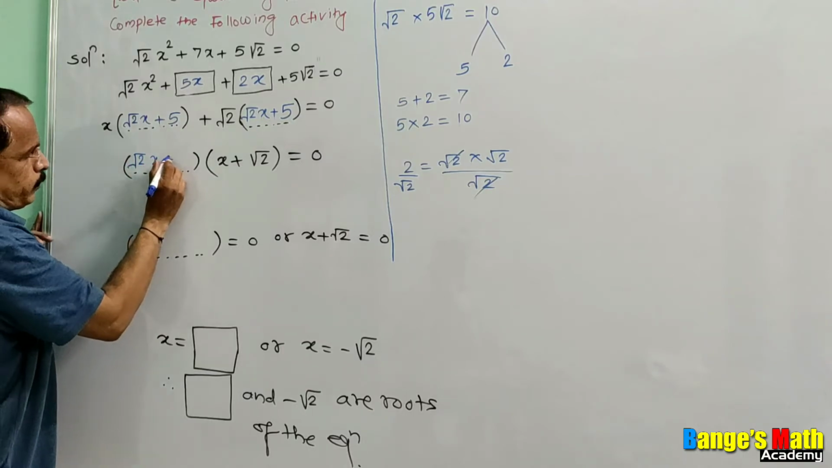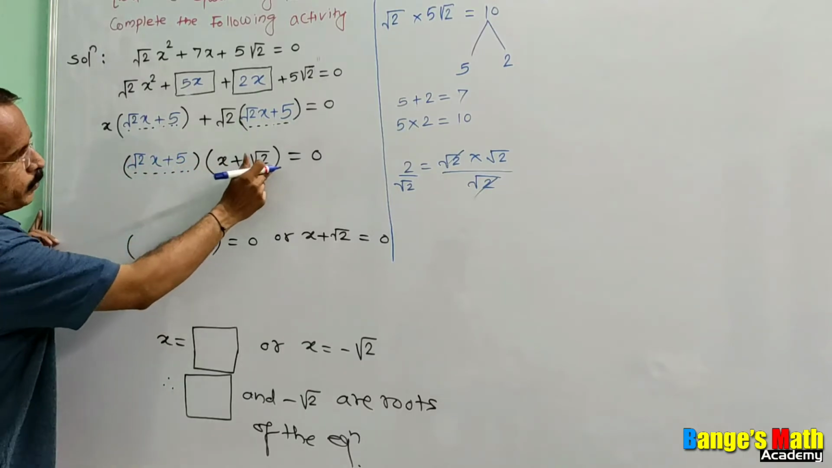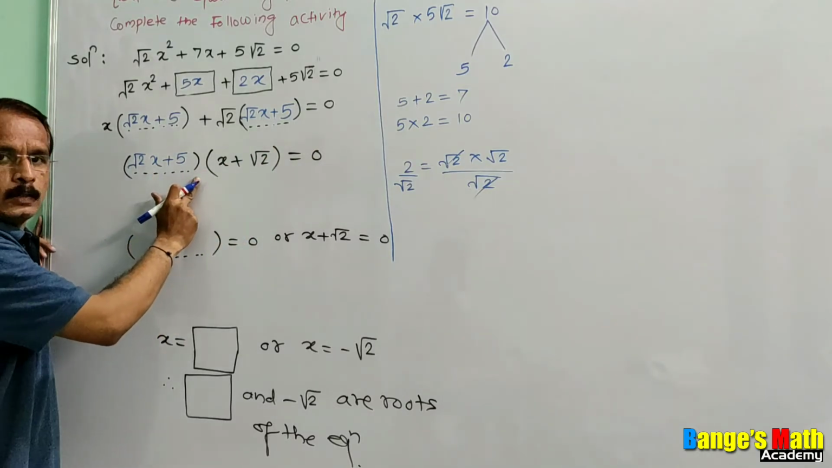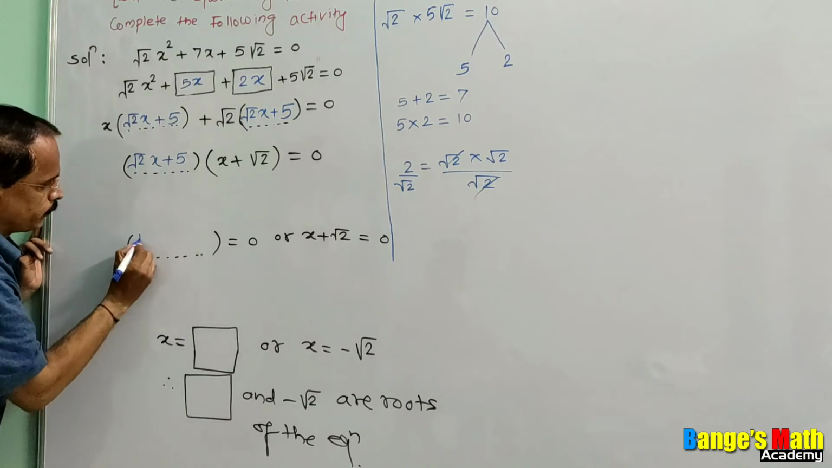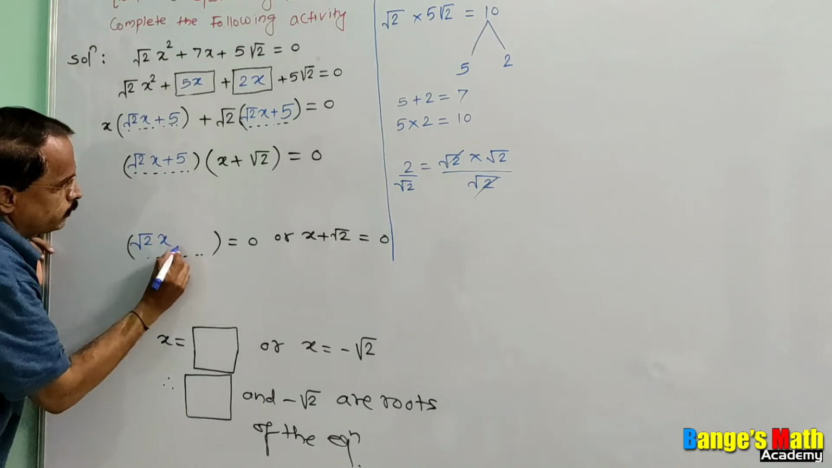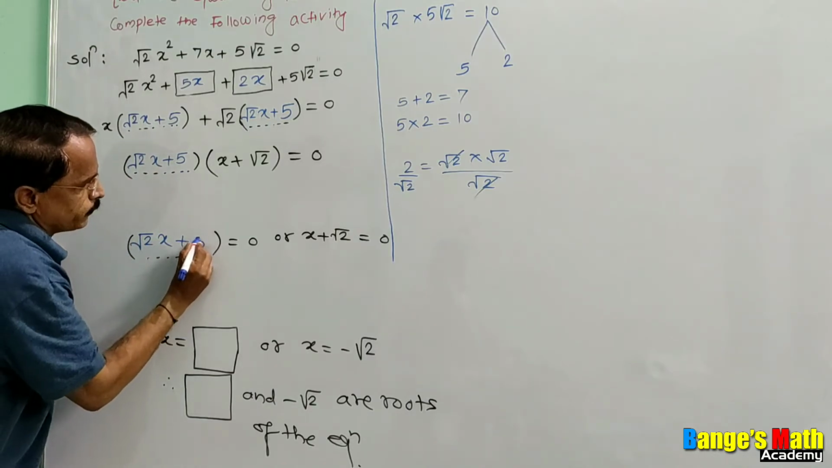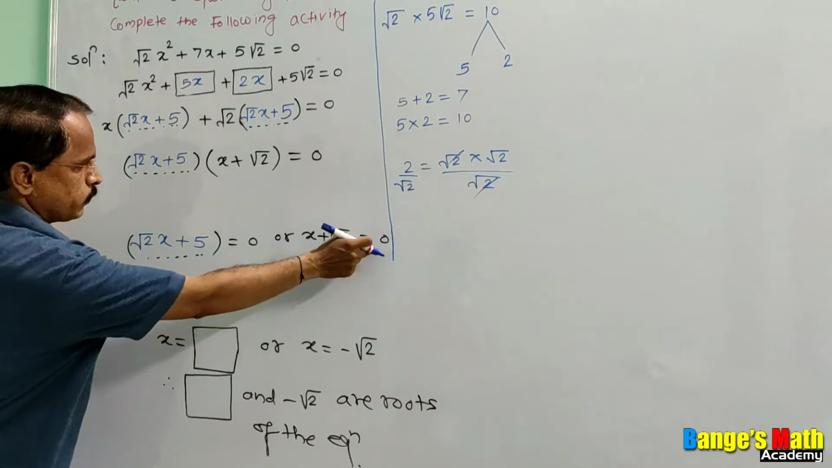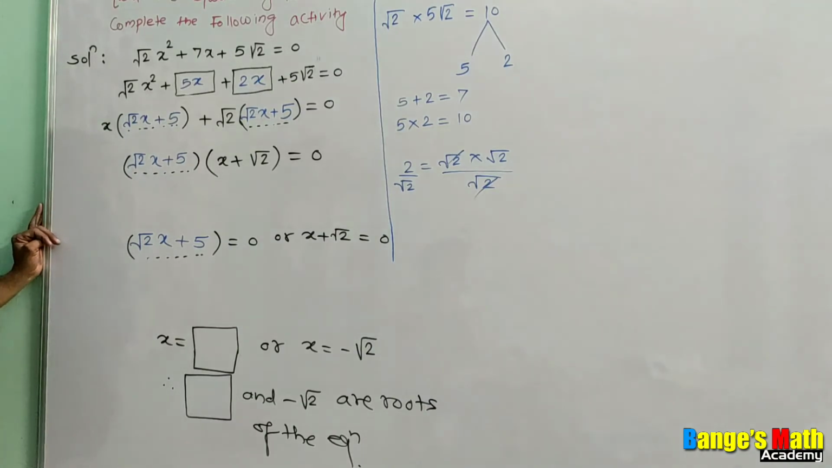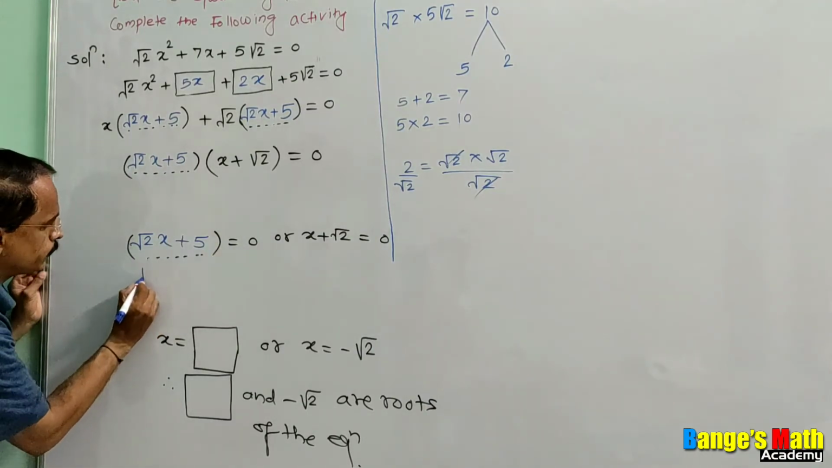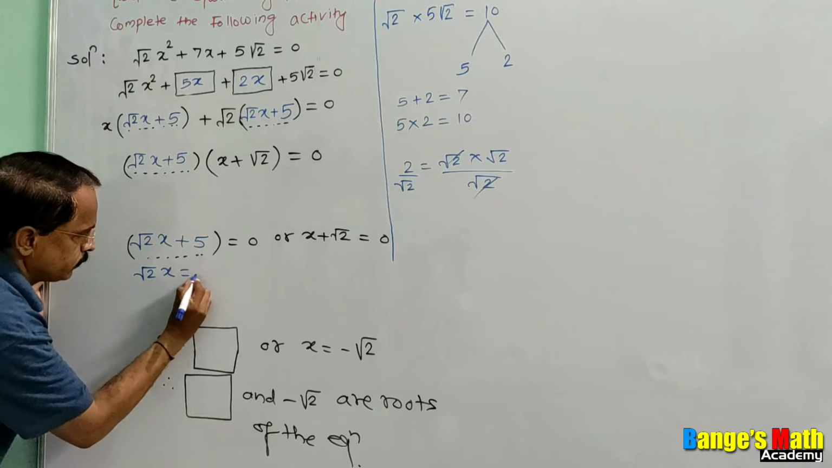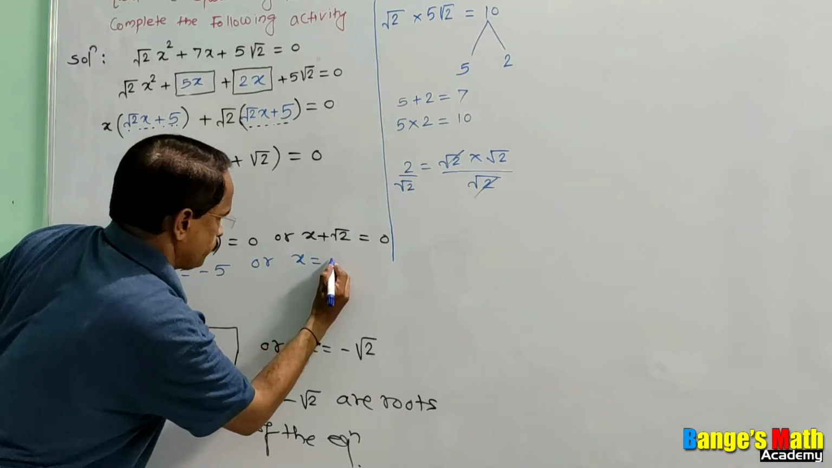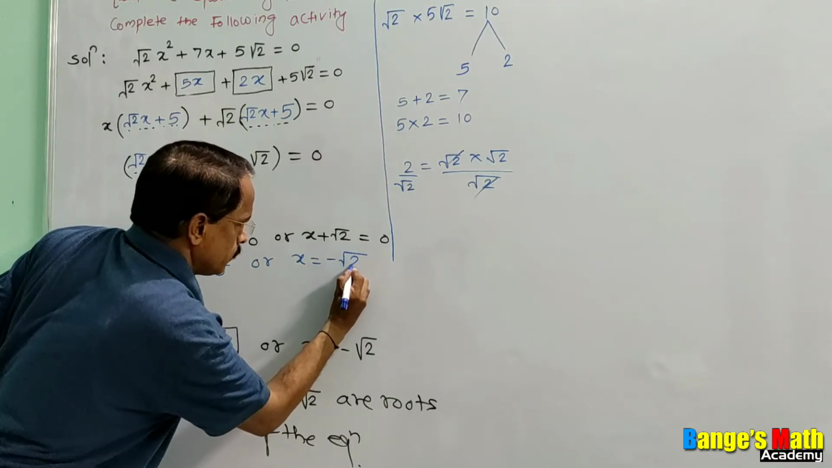Root 2x plus 5 into x plus root 2 is equal to 0. Then equate each bracket equal to 0. Root 2x plus 5 is equal to 0, or x plus root 2 is equal to 0. Then transfer plus 5. Root 2x is equal to minus 5, or x is equal to minus root 2.